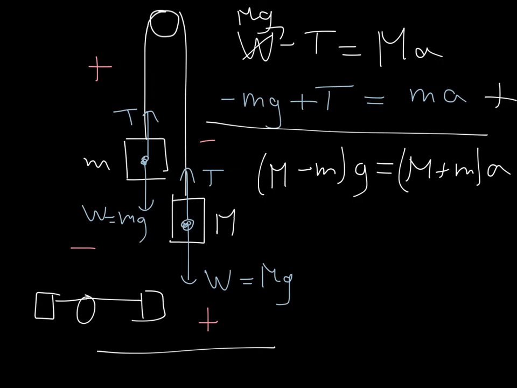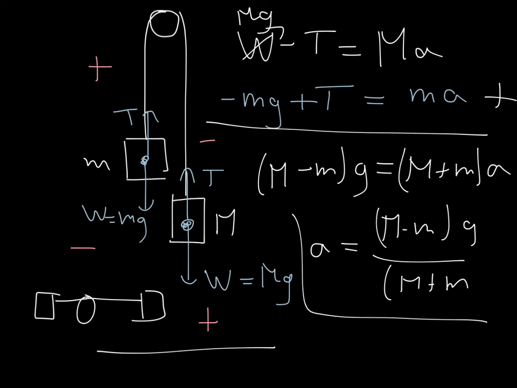And now all I need to do, I know this, I know this, I know this, I only don't know this, so I just need to isolate a. So a will be equal to M minus m, g divided by M plus m, which is interesting because it's not equal to g.